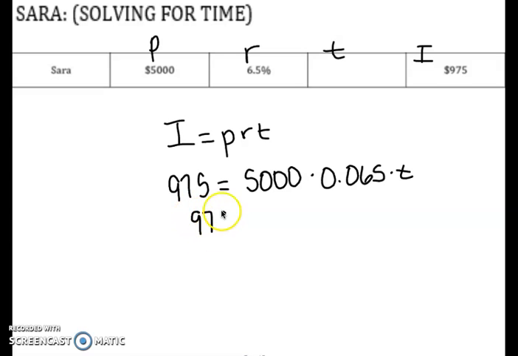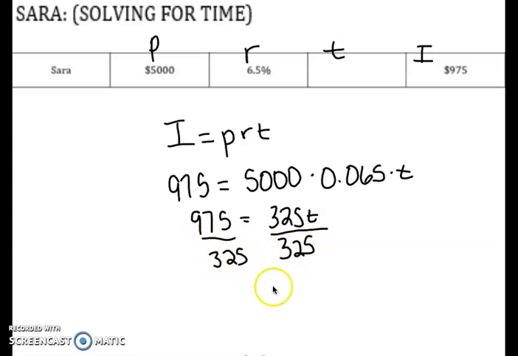Then, just like we did in the prior problems, we need to simplify both sides of the expression. So we do 5,000 times 65 thousandths, and we get 325t equals 975. When solving for t, we divide each side by 325, and we get t to equal 3 years. Sarah left the $5,000 in the bank for 3 years.